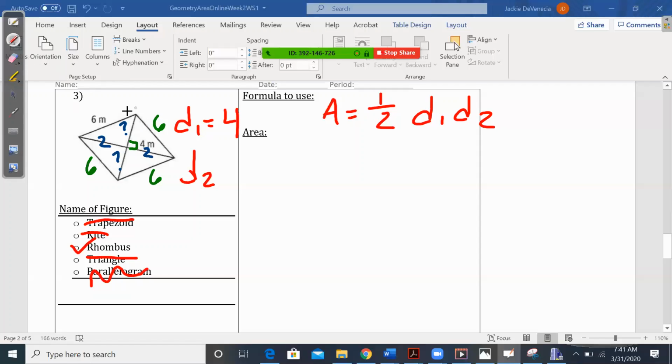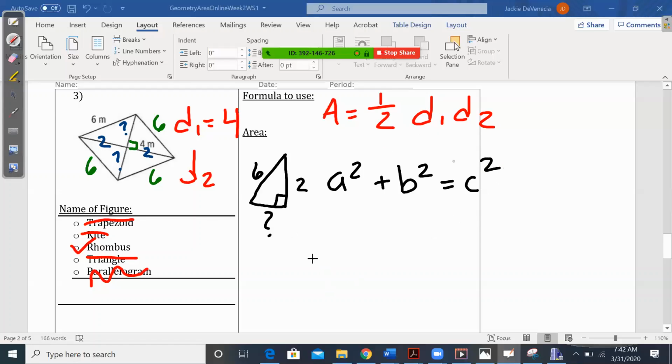Now, let me just take one of these sections of triangles and draw it out. So let's use this. Okay, so I have a right triangle. Ugh, looks weird. This one is 2. This one is 6. And I'm trying to find out what that other side of the triangle is, right? So lucky for me, I can use my Pythagorean theorem. I can use a squared plus b squared is equal to c squared, right?